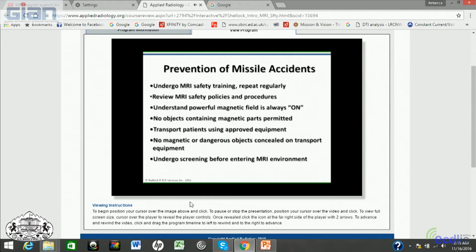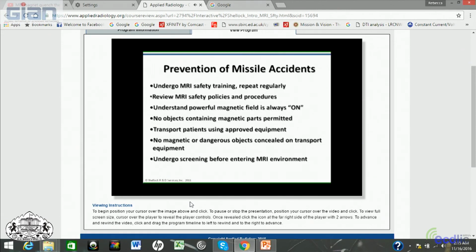First and foremost, you must undergo proper MRI safety training and repeat this training on a regular basis, such as once each year. Additionally, you should routinely review all MRI safety policies and procedures set forth by the MRI facility and make sure that you ask an MRI safety trained healthcare professional if you need clarification or further explanation about any matter. You must understand that the powerful magnetic field of this MR system is always on.